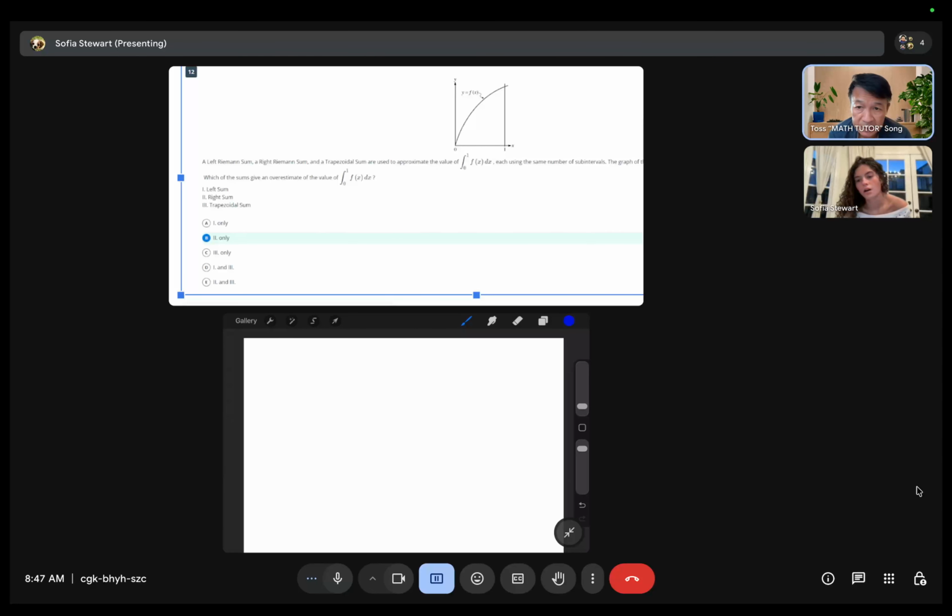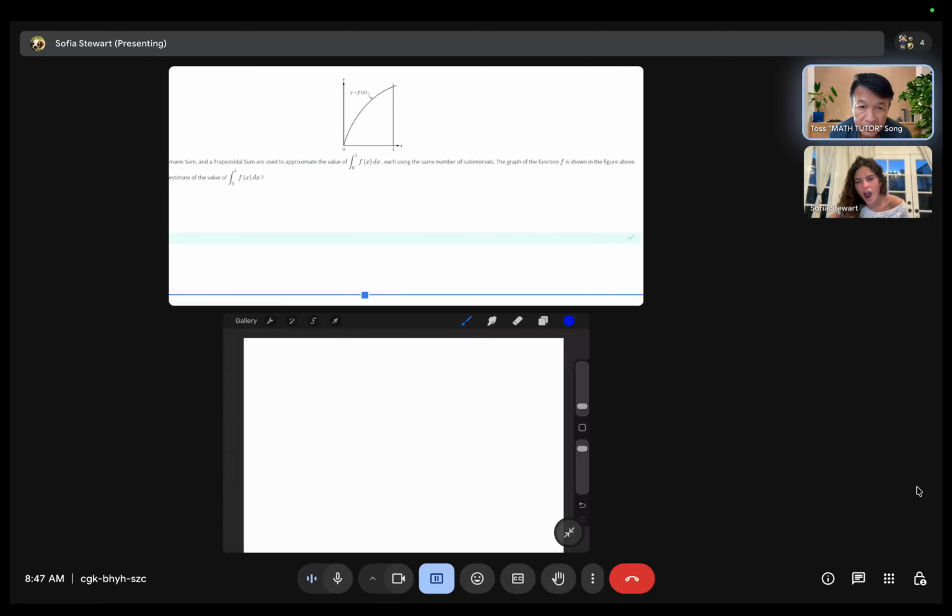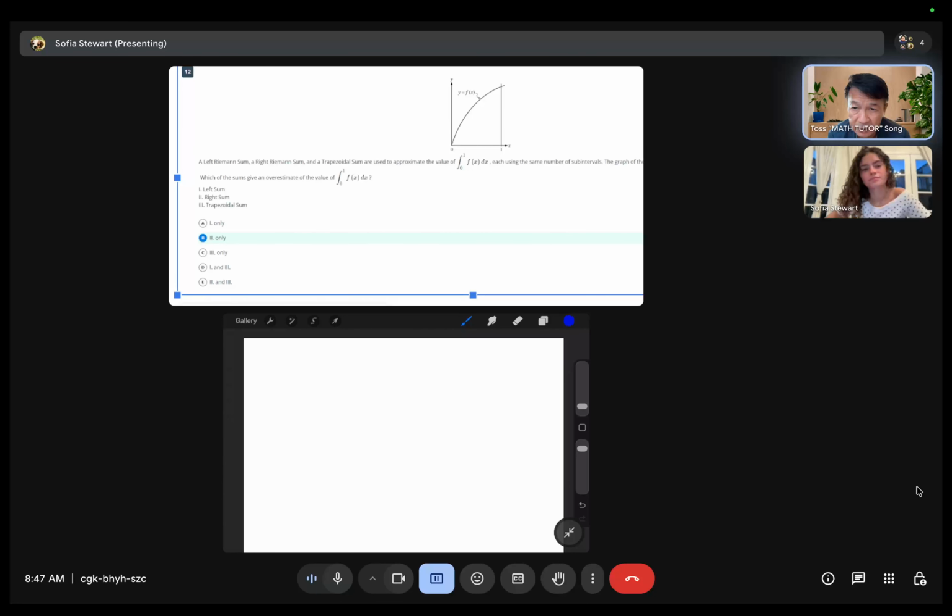Could you scroll over a little bit? Just the graph you showed. The graph of the function shown above. Okay, let me see. Good. And which sum gave you the overestimate? I don't know why they make it so wordy.